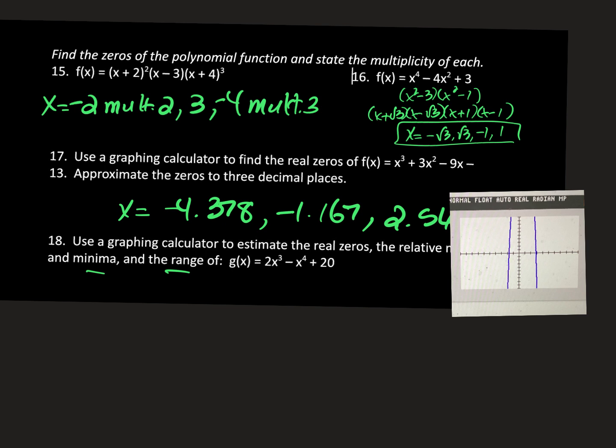So I'm going to do the same thing I did last time. I got 2 zeros. I have one of the zeros. Here's what I'm going to do. Let me just show you this. I'm going to trace to right. I'm going to hit second calc, number 2. I'm going to trace to right here, left bound. Right there, right bound. Right here, left bound.